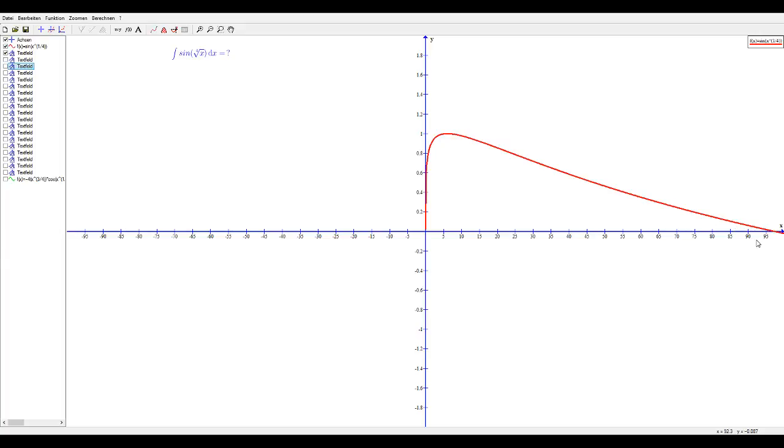Because the first positive root for this function is at pi to the fourth, which is around 95. Apparently it's a little bit bigger than 95, as we can see in this function graph. But how do we integrate this? How do we integrate sine of the fourth root of x?